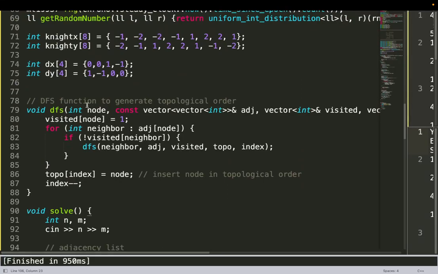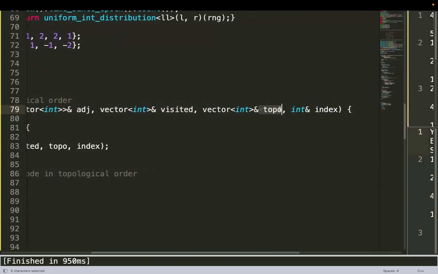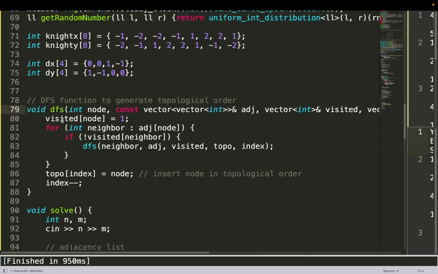Now what I am doing over here is, in this DFS, I have the node, the adjacency list, the visited vector, the topo vector, and the index. Now see, this index is passed by reference, so it's a common value. So first of all, I am marking the node as visited. Okay. Then I am not putting this particular node inside my vector right now. The insertion will happen from the end.